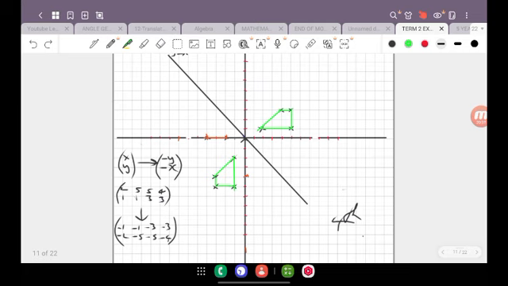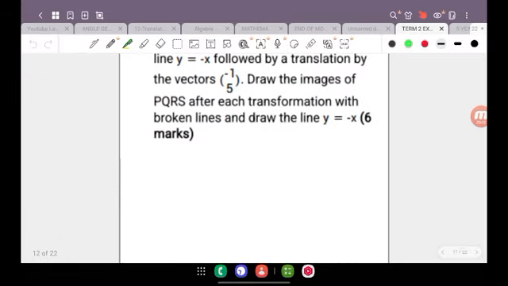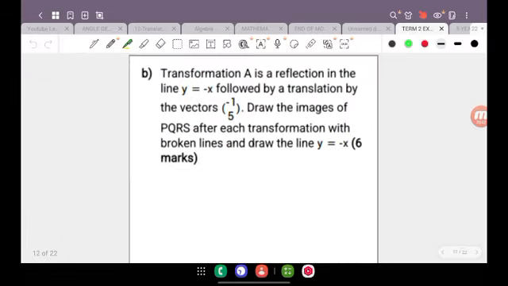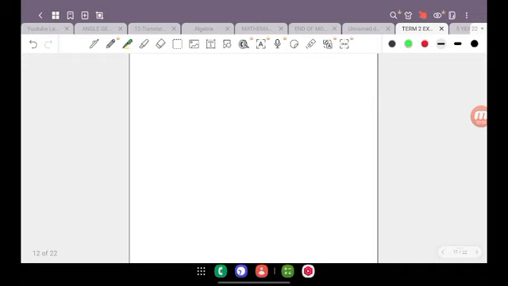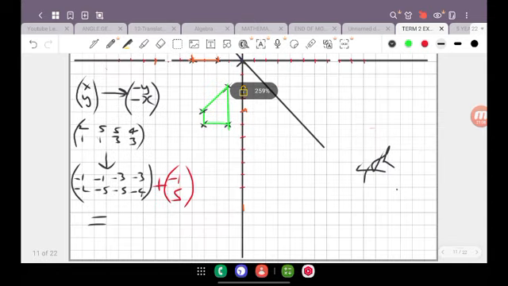Now, after it has been reflected, they stated that the shape is going to be translated. It is followed by a translation by the vector -1, 5. So if you want to calculate this, all we have to do is add the vector -1, 5 to the answer. What that will give us is that we add all the top numbers to -1 and add each of the bottom numbers to 5.